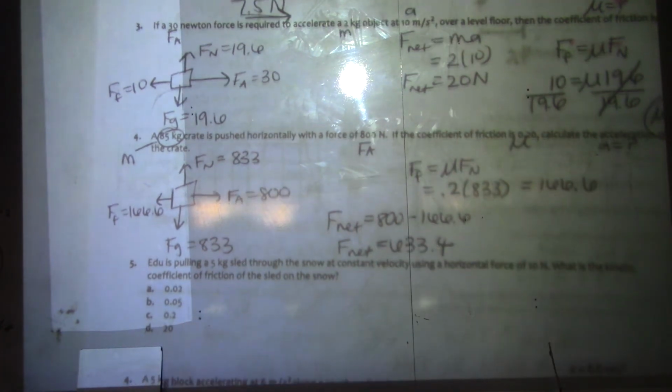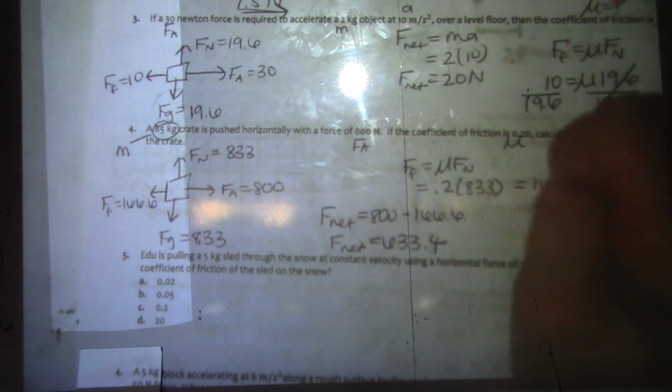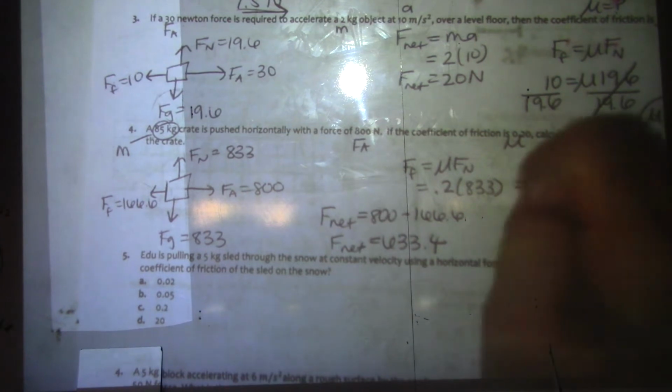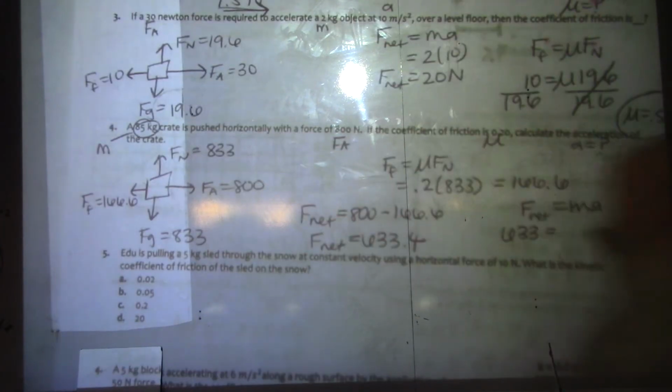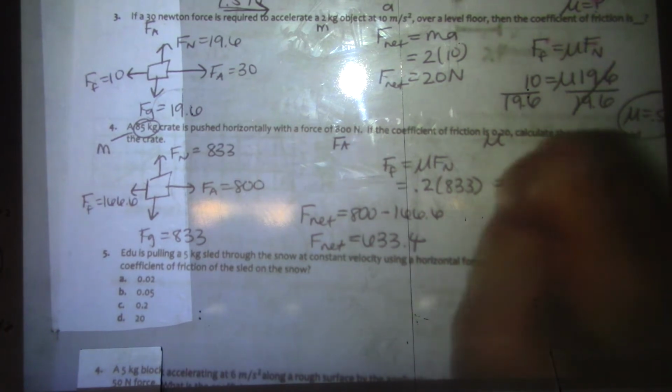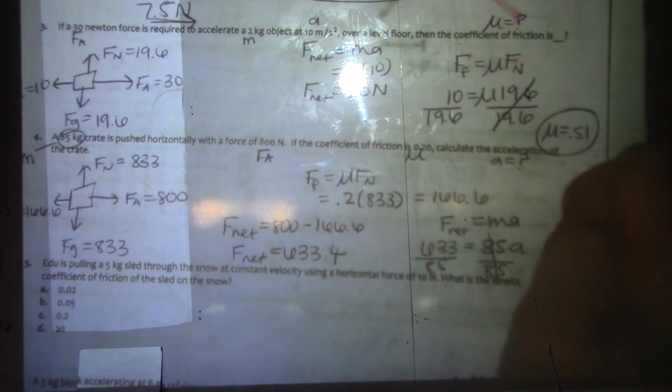Alright, if I have 800 this way, 166 this way, now I just need to subtract to get my net force. It's going to be 800 minus the 166.6. So that gives me a net force of 633.4. And then once I have my net force, now it's just Fnet equals MA. Fnet is 633 equals mass of 85, A. Divide 85 over, and that gives me an acceleration of 7.45.